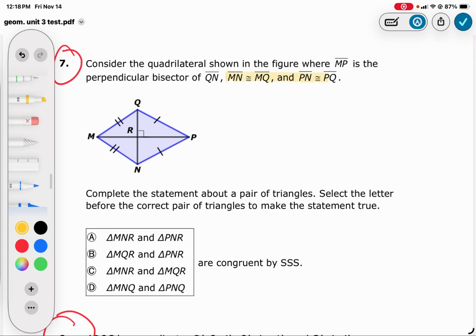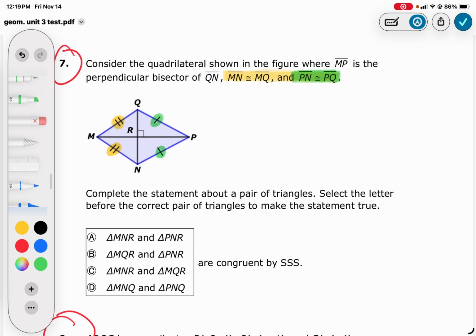This last part, they've already put the congruency marks on the diagram. So for MN and MQ, those are the congruency marks right there. And then for PN and PQ, they put those congruent marks right there. Okay. So they've already identified those for us.